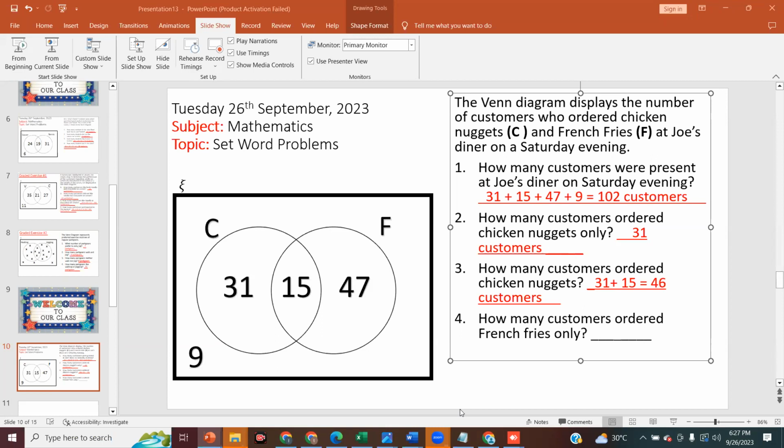So we have 47 because if we look at the diagram, it says 47 fries. And the question asks how many customers ordered French fries only. So the F mark means French fries, and 47 is filling that. So our answer would be 47 for that. All right, thank you very much. Very good. Preach it. It's 47 customers. So the answer is 47 customers. Good.